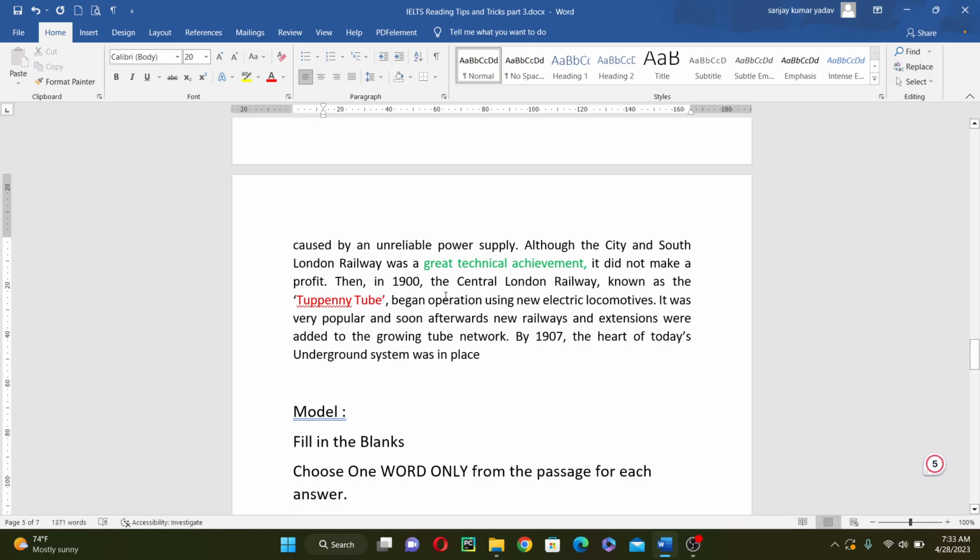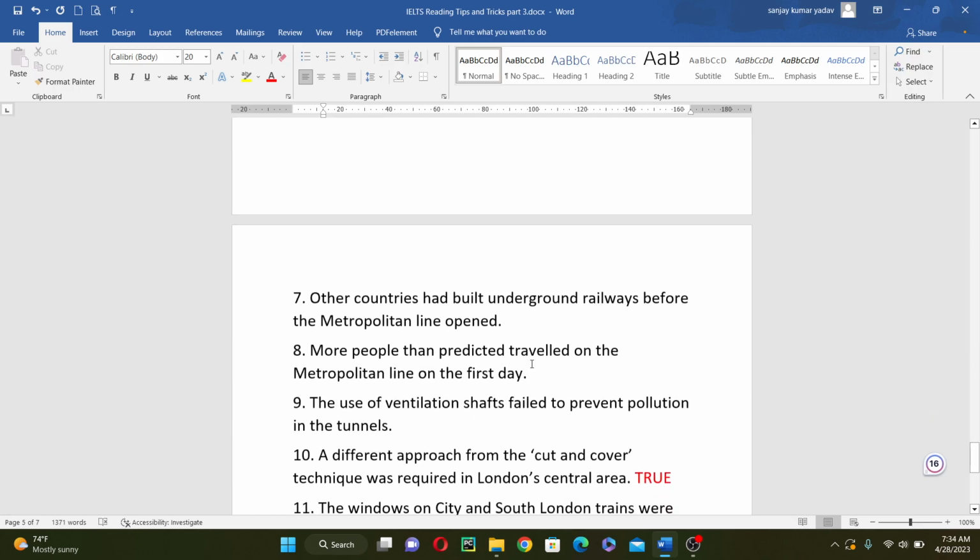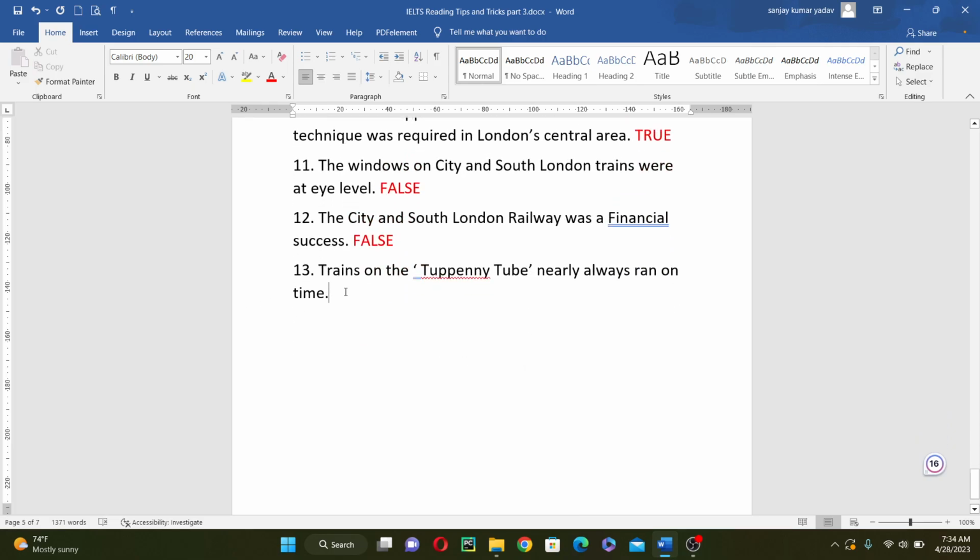Then in 1900, the Central London Railway, known as the Tumpy Tube, began operation using new electric locomotives. It was very popular, and soon afterwards, new railways and extensions were added to the growing tube network. By 1907, the heart of today's underground railway system was in place. Well, of course, what is the answer? Not given. It's not talking about the time. Nothing related to time is mentioned, so not given would be the answer.